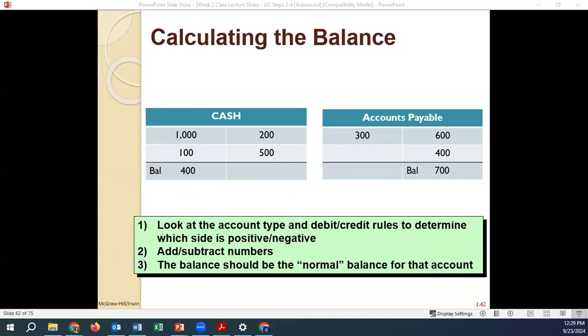There's only one, and it should be the normal balance because the normal balance is positive. You'll never have a negative balance. So if you have 1,100 coming in and 700 going out, that gives you 400 left at the end, and that's what your balance is.